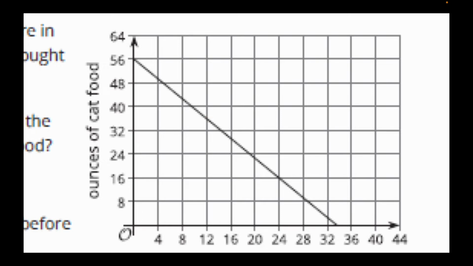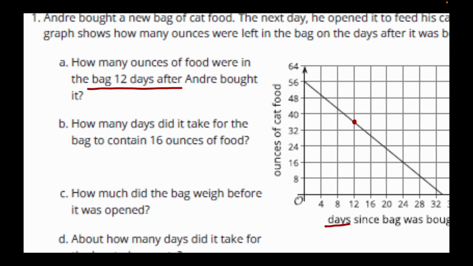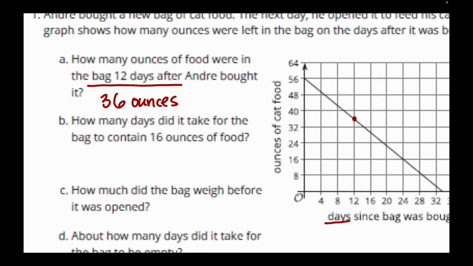So I'm going to put a dot right here just to represent where I'm looking at for this information. Halfway between 40 and 32, that's 8 spaces. So this is going to be 36. So we would say 36 ounces. And that's what we're going to say is left in that bag. So we find 12, and we look up to find this, then we read over to find the amount.